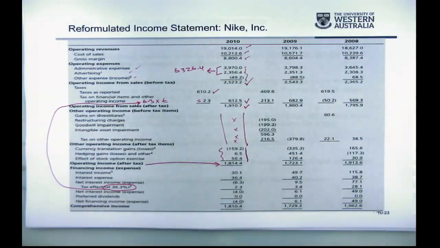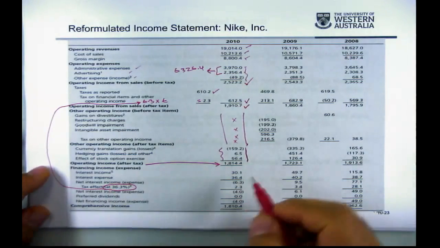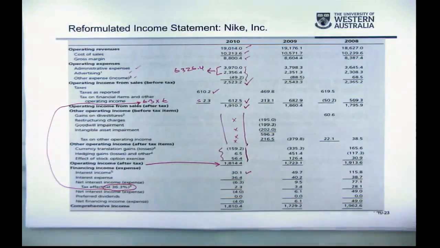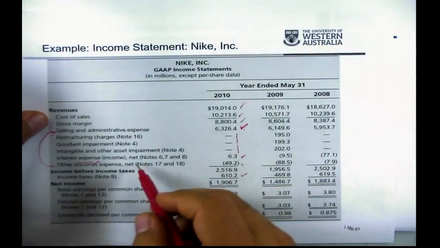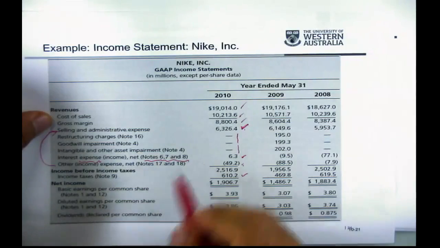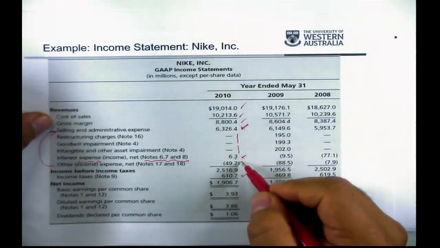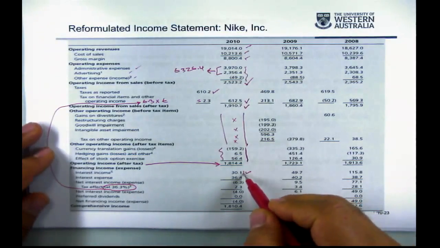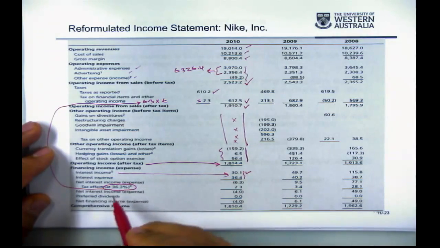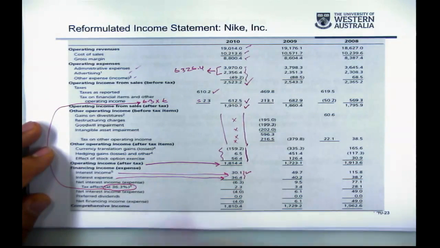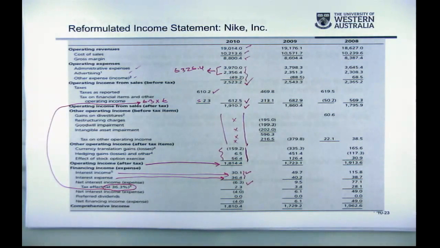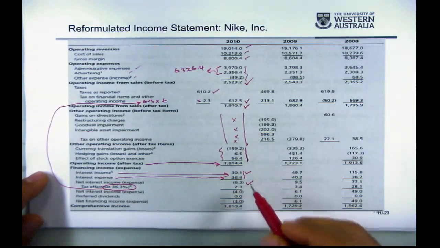We have interest income in the footnote. If you go to the footnotes in the annual reports, we find that 6.3 is the net of these two amounts. So we have interest income 30.1 and interest expense 36.4. The net is 6.3. This is a net financial expense because the interest expense is greater than the interest income, right? So we have net financial expense.